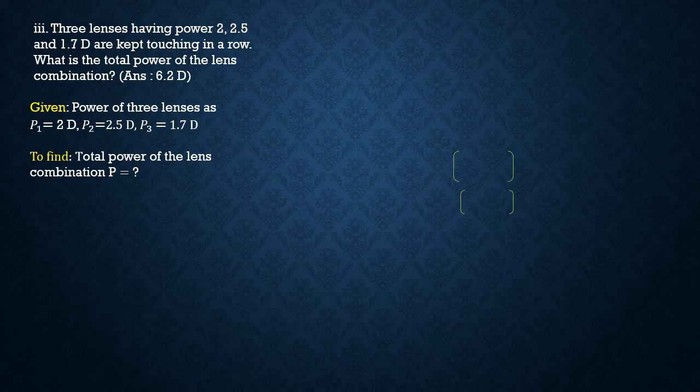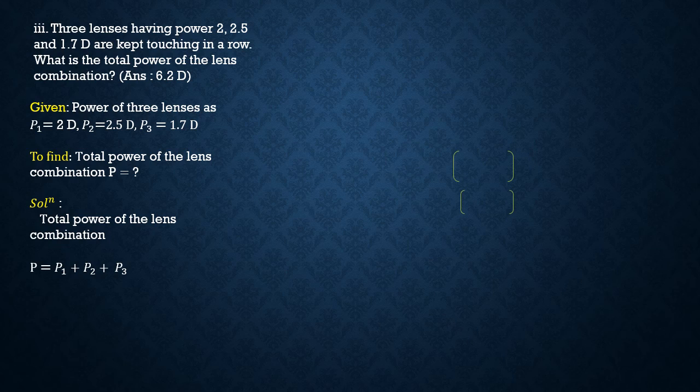To find, what you have to find? The total power of the lens combination. When these lenses are combined together, what is the total power? Here we are taking P1, P2, P3 for the individual lenses, and the total power we consider as P. How to find it? You have studied the formula, as I told you, the same pattern as the series case. Here power is given, so the equivalent power is nothing but the power of the individual lenses, and therefore we say the total power of the lens combination P is equal to P1 plus P2 plus P3.